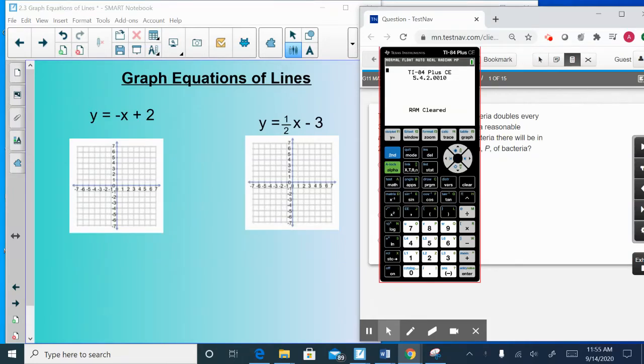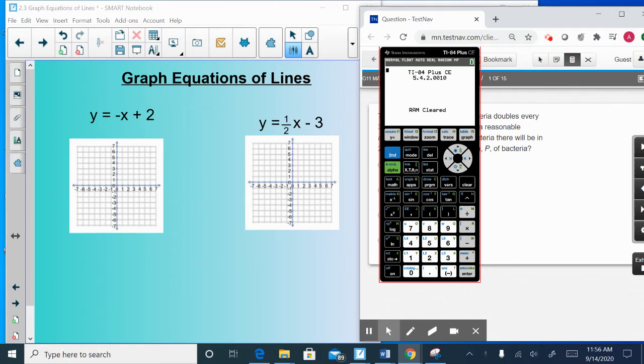This is a video just to show you how to use a TI graphing calculator to graph linear equations. I am making the assumption that you are very new to the TI graphing calculator, so I just want to show you how we can go ahead and graph things with this.